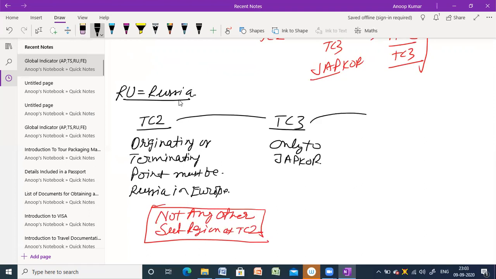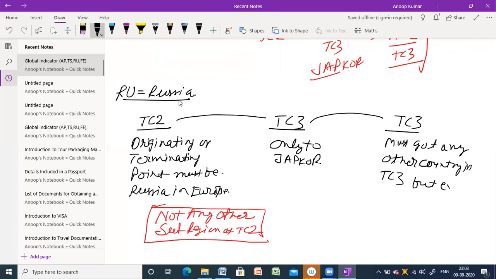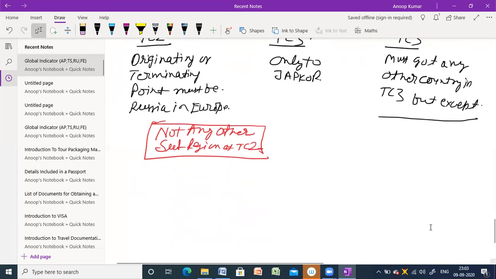Then from the JAPCOR area, it must go to any other country. It should not end up in JAPCOR, it must go to any other country in TC3, except there is a list of countries. The flight should not go to those countries after JAPCOR. Only then the applicable global indicator will be RU.